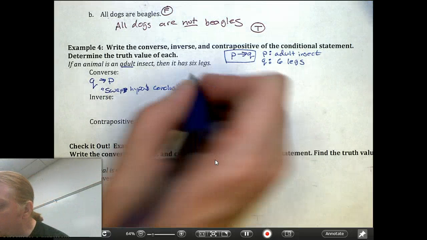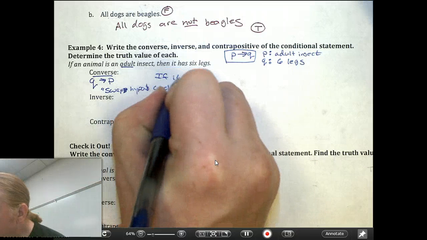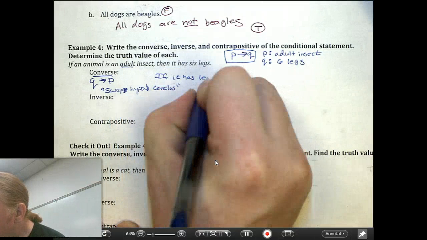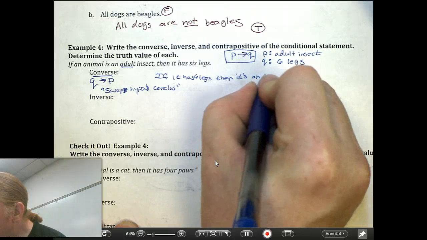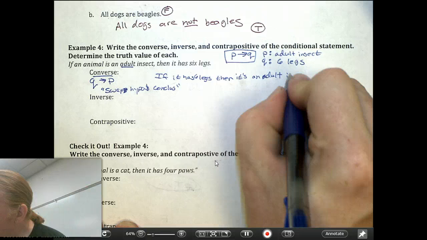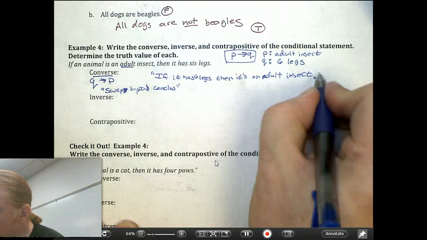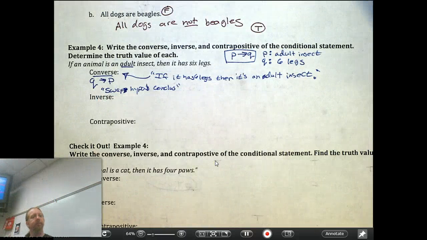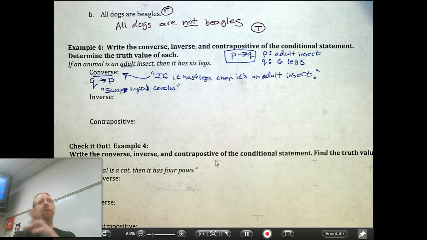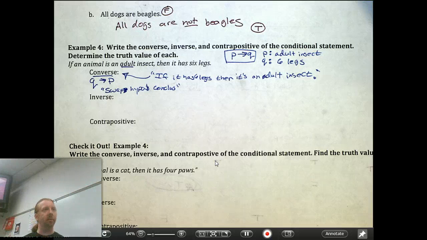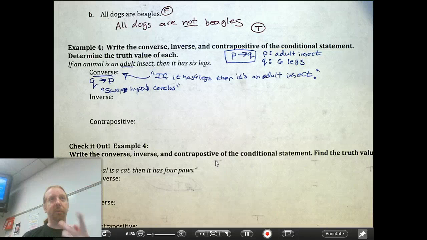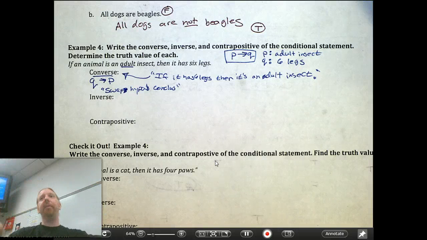So my new statement, which is the converse, is if it has 6 legs, then it's an adult insect. Just to be clear, that's the converse. I just take the if and the then, flop them around. I make the statement, if I'm the president, we're buying donuts. The converse, if I buy donuts, then I'm the president. This is true too. But again, the converse, all I'm focused on, converse means take the if and the then and move them.